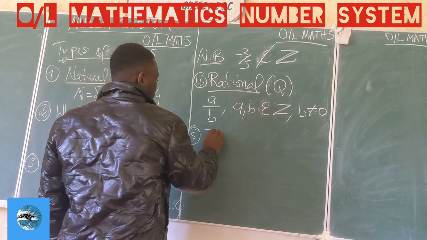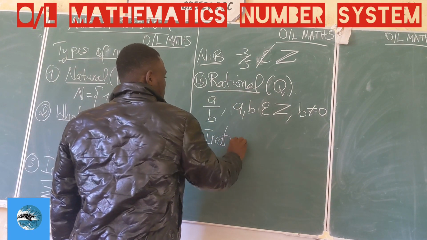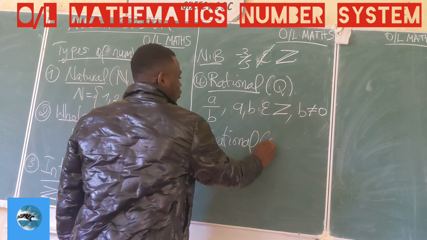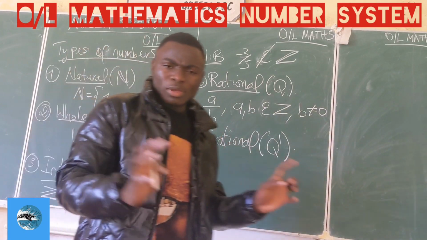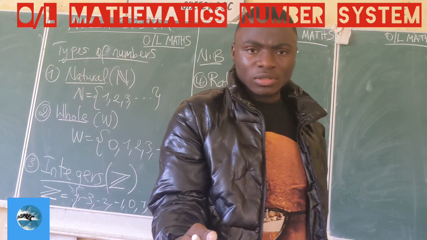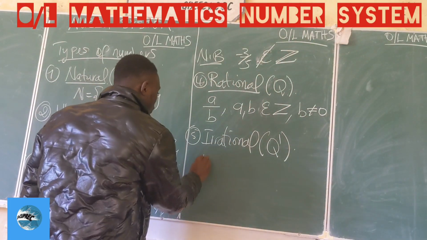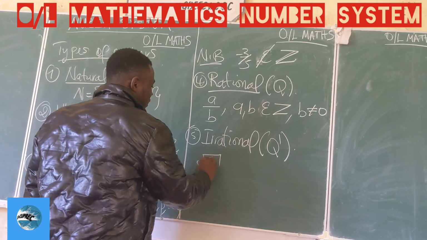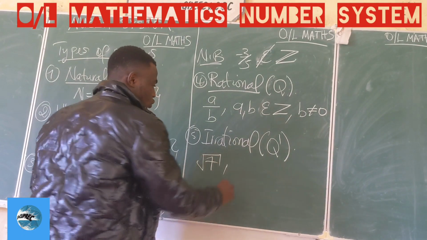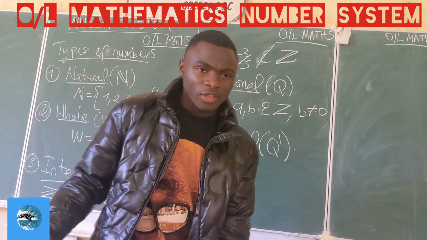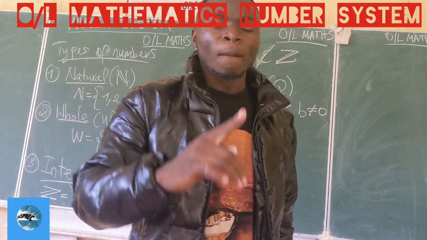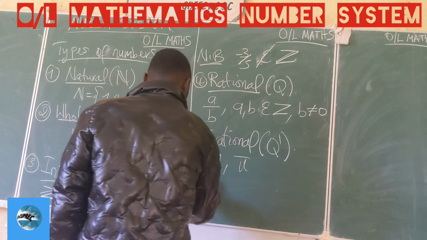So irrational number. Irrational. Let's denote it by Q prime. Now, these are numbers that cannot be expressed as repeating decimals. For example, we could talk of numbers involving root signs. For example, root 7. We could talk of constants like pi, and so on. So those are examples of irrational numbers. Very good.